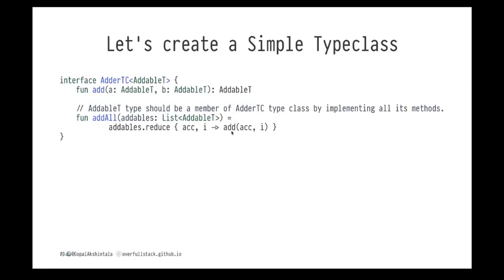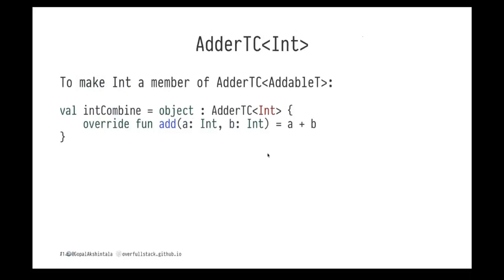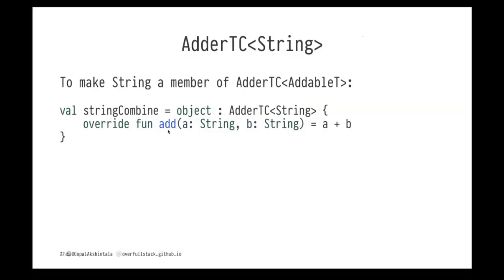So now, to actually fill the blank, what is the blank? The blank is the add method here. So in order to fill the blank, we can do that for int. Let us say how to add integers. So now what I did is I implemented this interface, created an object out of it, a concrete instance out of it. And then I have implemented the method add. And I said, you can add A plus B. It's how you add integers. And similarly, how you add strings. Adding strings is concatenating them with each other.